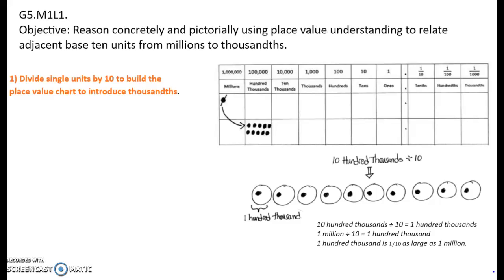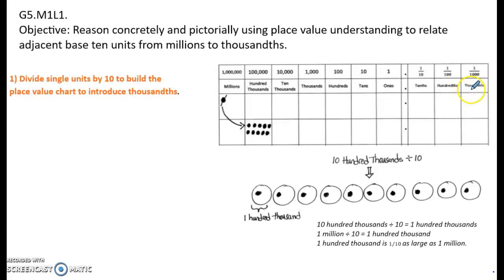Okay, today we're looking at Grade 5, Module 1, Lesson 1. Reason concretely and pictorially using place value understanding to relate adjacent base 10 units from millions to thousands. So our first problem we're going to look at, it says, divide single units by 10 to build the place value chart to introduce thousands. So that's what we're looking to do.